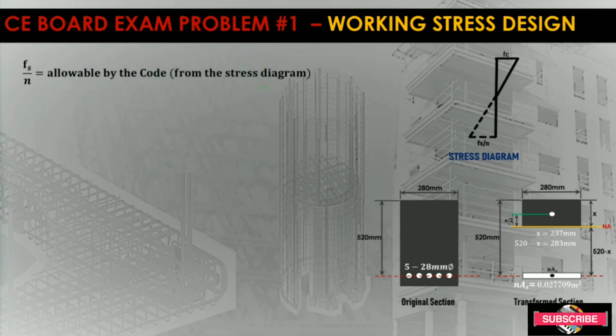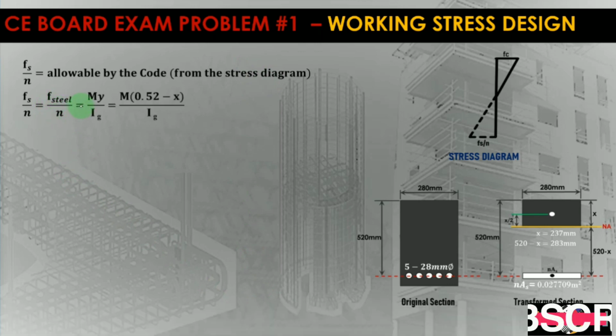Okay, and this Fs over n is just equal now to the F of your steel over the n, which is subsequently equal now to this bending formula, My over the gross moment of inertia. And in this case, our y is just simply equal now to 520 minus x, because we are considering the steel section below the neutral axis. But if you are considering the concrete section, this y is just equal to x, in our previous slide. But this time we are considering the steel section, so we are going to use this value here, 520 minus x. Okay, so that is why we have here 0.52 minus x over the gross moment of inertia.